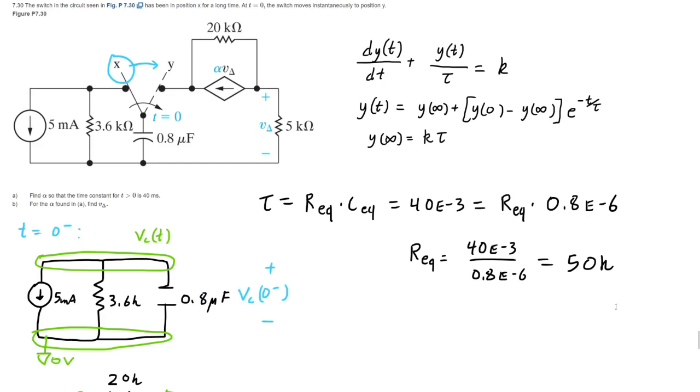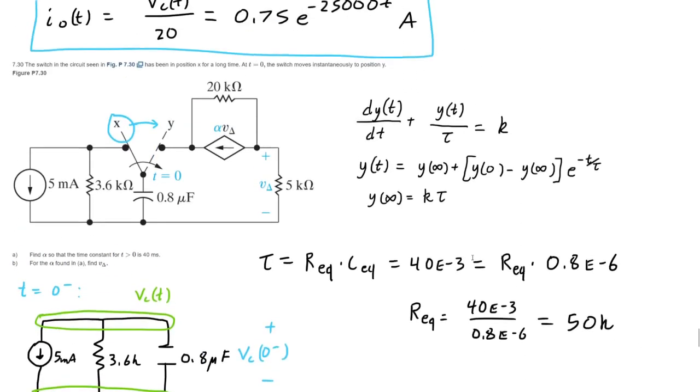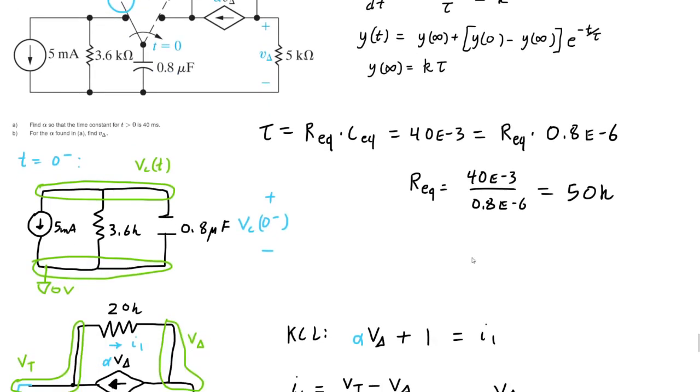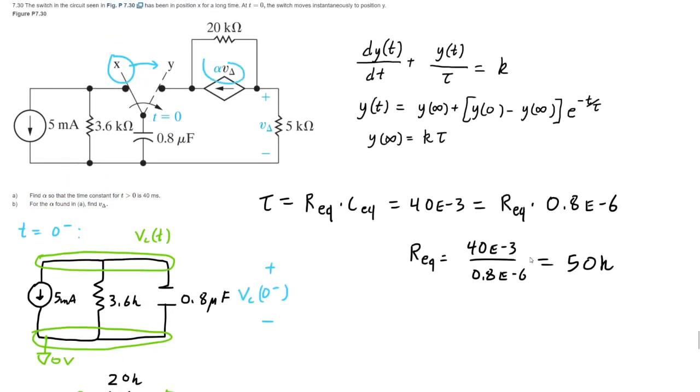Well, before I get to that, the first part is to find alpha, which is an unknown quantity in the circuit, such that the time constant is 40 milliseconds. So if the time constant is 40 milliseconds, that means REQ times CEQ has to equal 40 milliseconds, right?